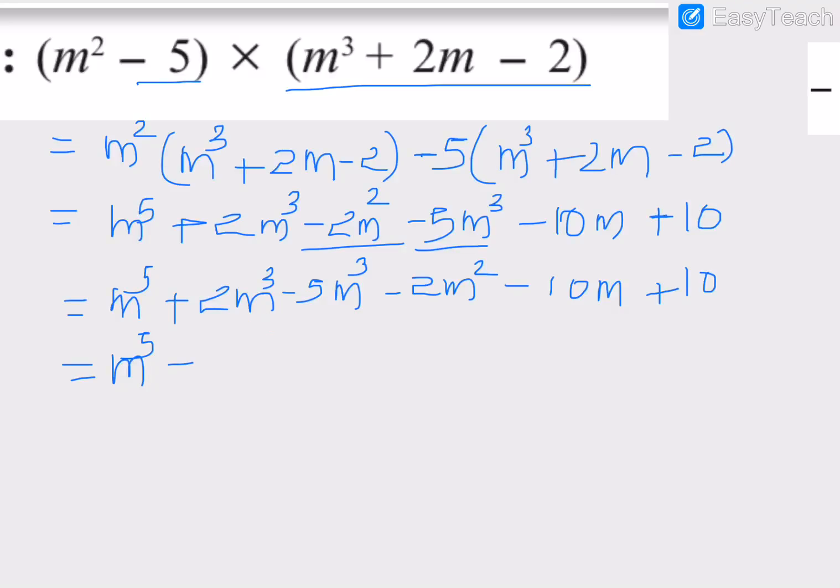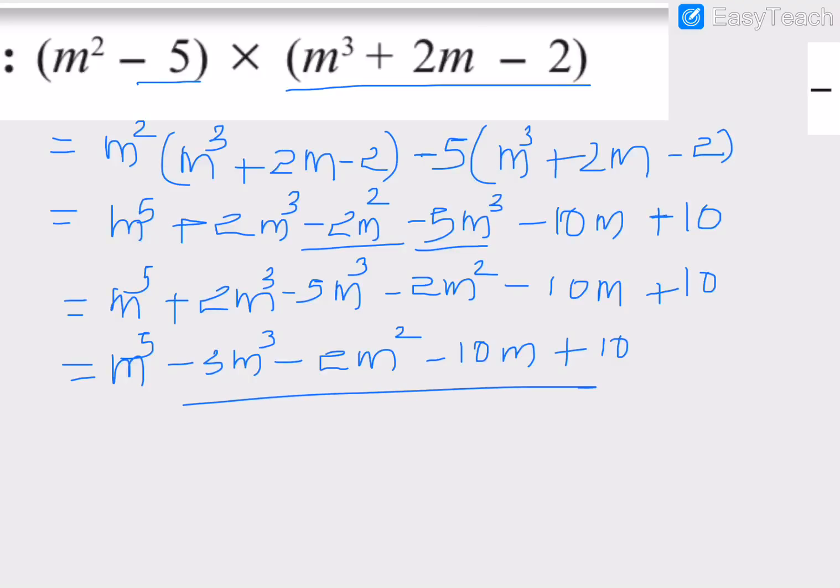2m cube minus 5m cube is minus 3m cube. Minus 2m square is the only term, so we will write just as it is, minus 2m square, and minus 10m, so it is also a single term, so we can't do any further solution to that, and plus 10, that is also a single term, a constant term. So this is the solution of this multiplication: m raised to 5 minus 3m cube minus 2m square minus 10m plus 10.